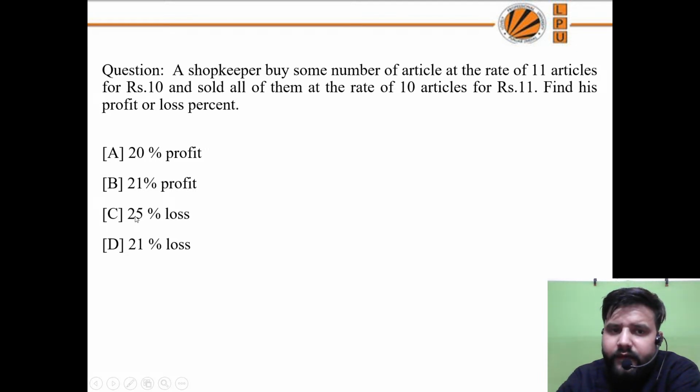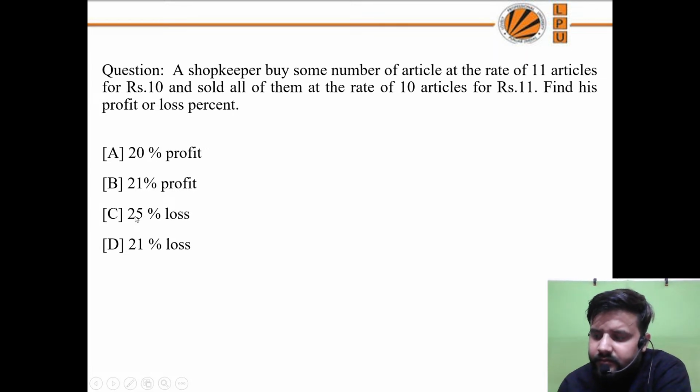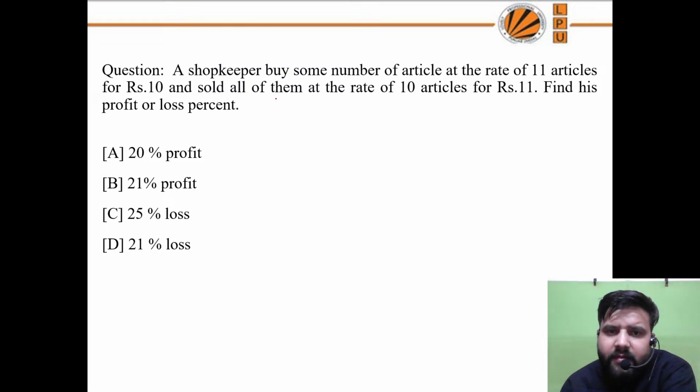I'll tell you two ways to solve this question. Let's see what the ways are. The question is: a shopkeeper buys some number of articles at a rate of 11 articles for 10.